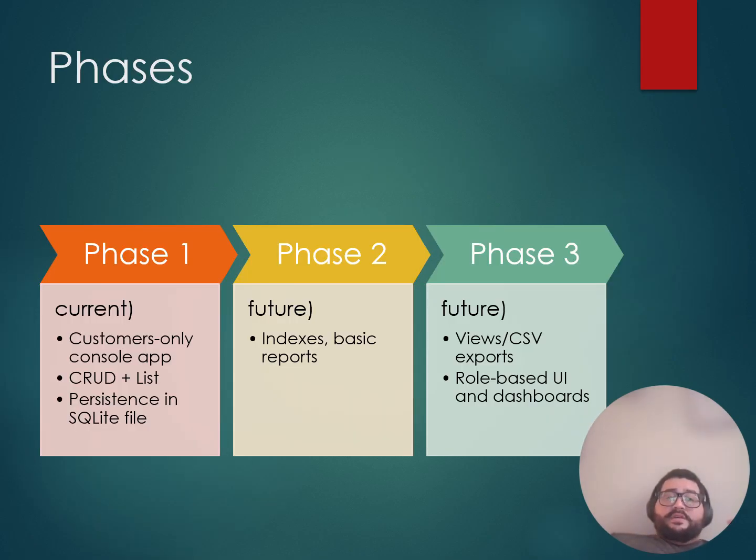So these are the different phases that we're going through in our program. We're currently in phase one, so customer-only console app with our list of requirements and persistence in the SQLite files, meaning that we have access to the SQLite table and we are able to manipulate the data and extract it in DB.